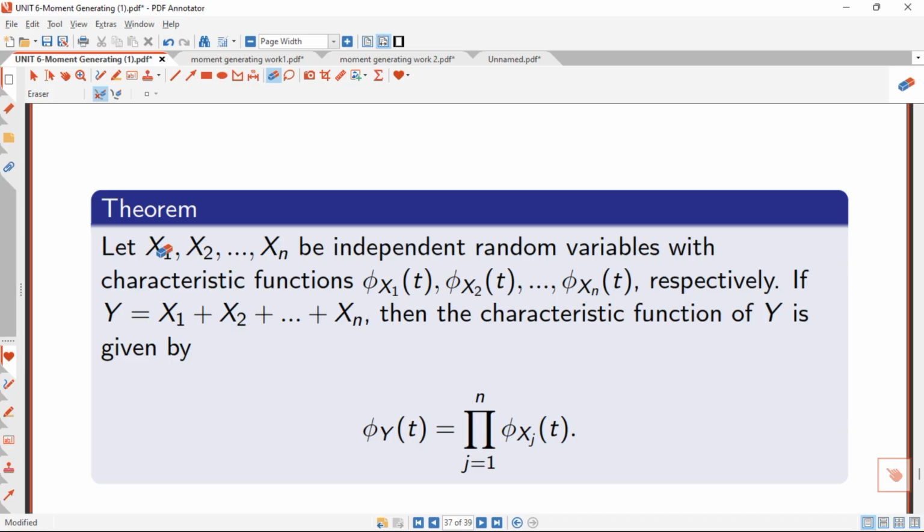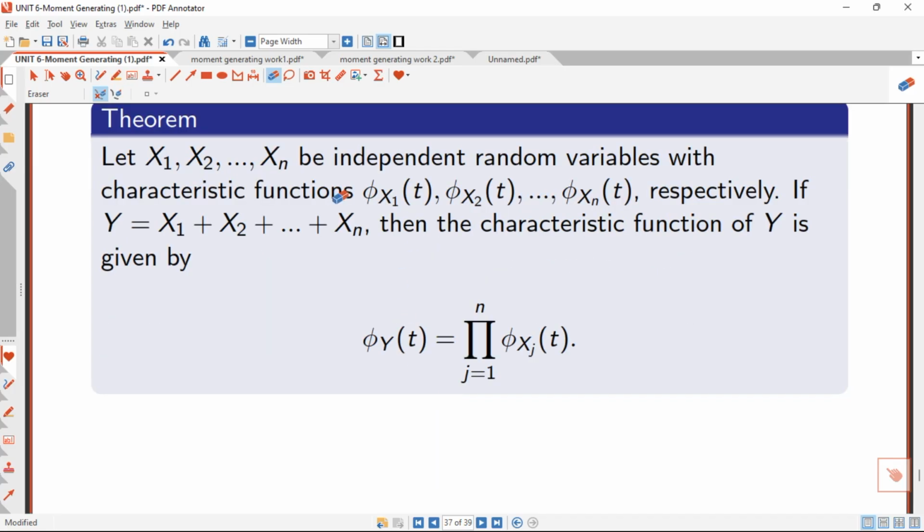So here, let x1, x2, to xn be independent random variables with characteristic functions phi sub 1, phi sub 2, to phi sub n respectively. If y is equal to the summation of the independent random variables, then the characteristic function of y will be the product of each of the characteristic functions of the xi.